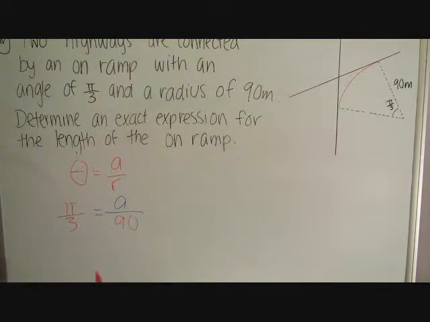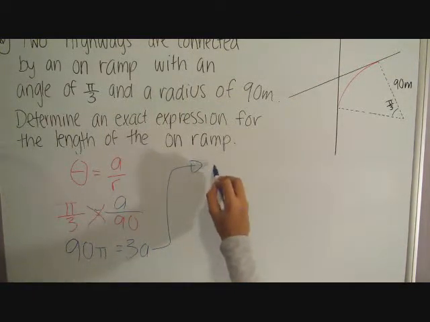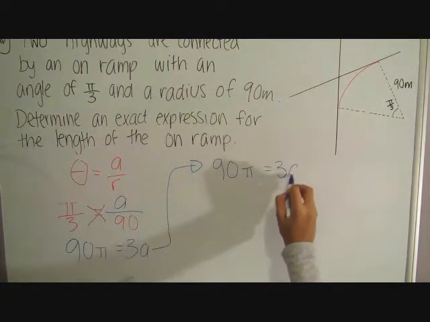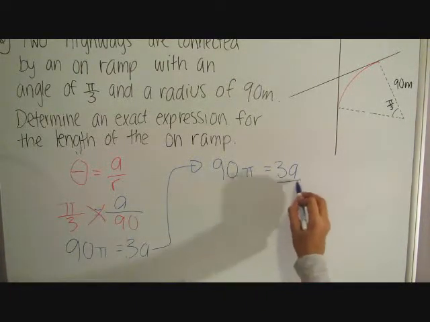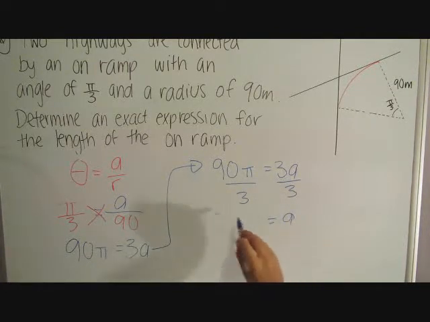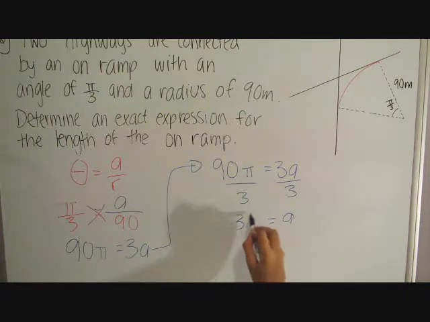So what you do is cross multiply these, which makes it 90 pi equals 3A. What you then have to do to isolate the A is divide both sides by 3. When you divide this side by 3, it becomes A, and over here it becomes 30 pi. So therefore, the exact expression for the length of the on-ramp is 30 pi meters.